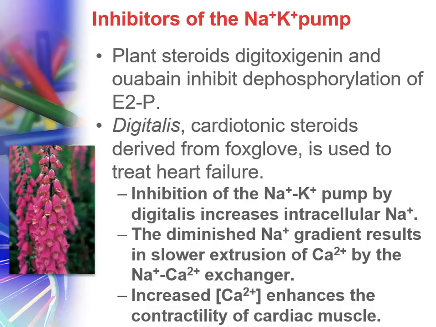So I thought that you might find this interesting because there are a number of substances in nature that are sodium potassium ATPase pump inhibitors. So plant steroids. You can get these from foxglove. These cardiotonic steroids are derived from foxglove, and way back millennia ago, our ancestors didn't know how this worked, but they did know that foxglove could treat a weakened heart. Now we know how it works.